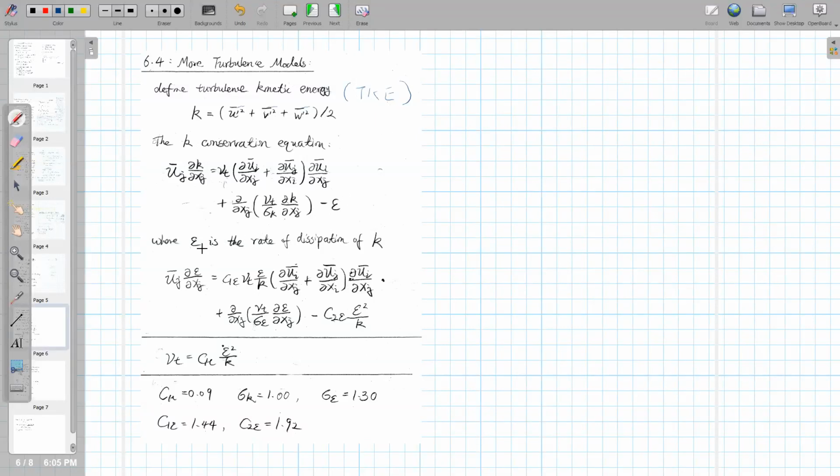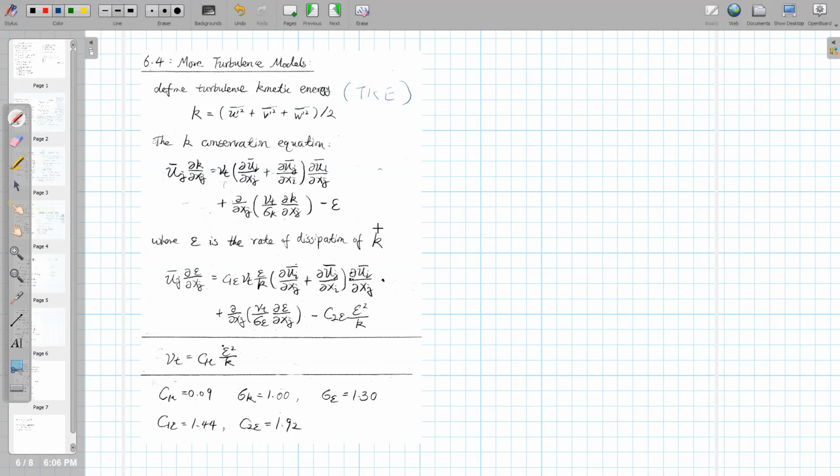We also have an equation for epsilon, and it is similar to the K equation in terms of structure. We have a convective term for epsilon, and some constant times this production term. This is the production of K: it is positive, meaning positive turbulence kinetic energy is created in this term, and this is a positive production term for epsilon. And this is the viscous transport term for K and epsilon. We also have a dissipation term for epsilon.